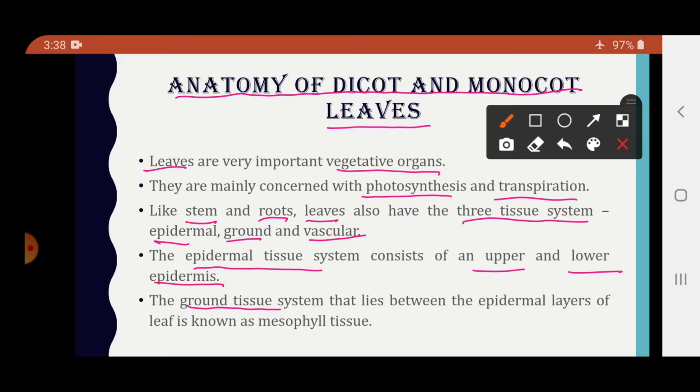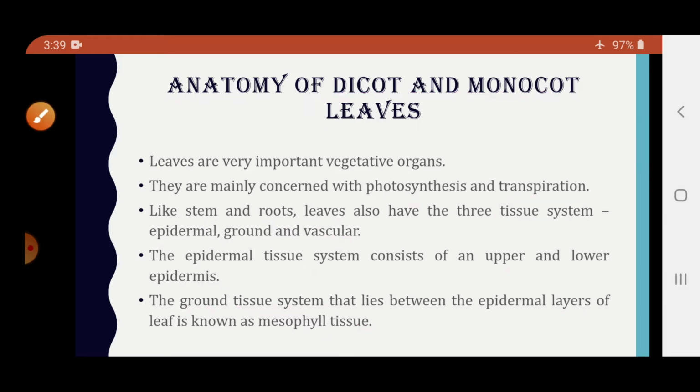The ground tissue system lies between the epidermal layers of the leaf and it is called the mesophyll tissue. So, the ground tissue system of a leaf is called the mesophyll tissue and it extends from the upper epidermis to the lower epidermis. Or you can say the tissue system between the epidermal layers, between upper epidermis and lower epidermis, is called the mesophyll tissue.